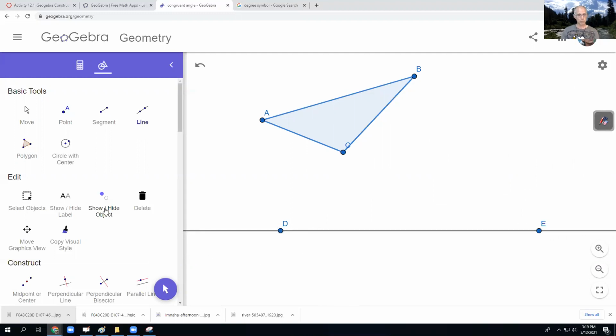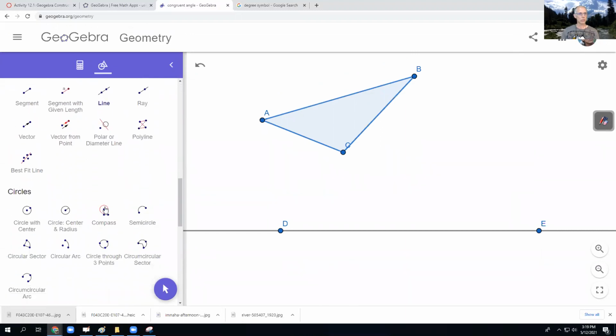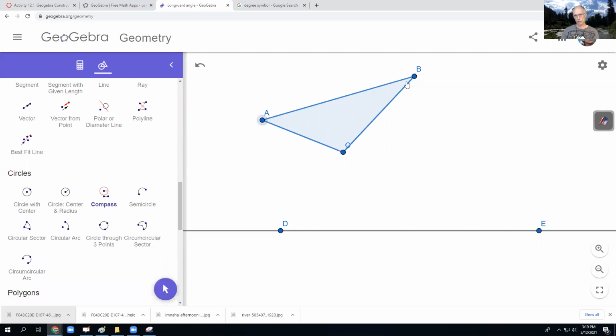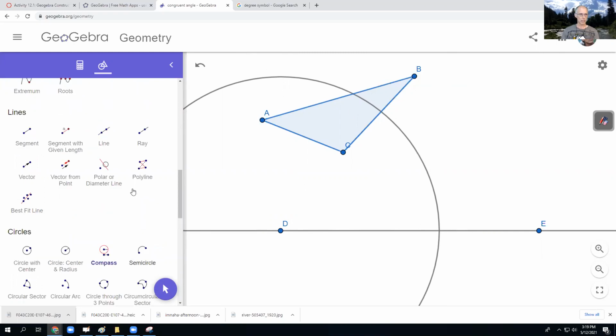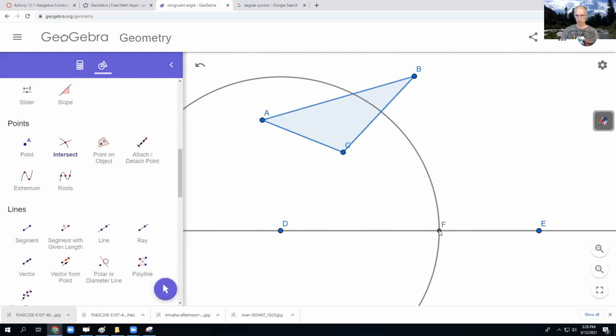So remember, to reproduce segments, all we need to do is get the compass tool. And we use the compass to figure out how long AB is without measuring it with a ruler. And then we just pick a starting point somewhere else. Okay, so this circle has the same radius of AB, so I just need to know what that point is. So hopefully you've done this, reproducing segments, a couple times now.